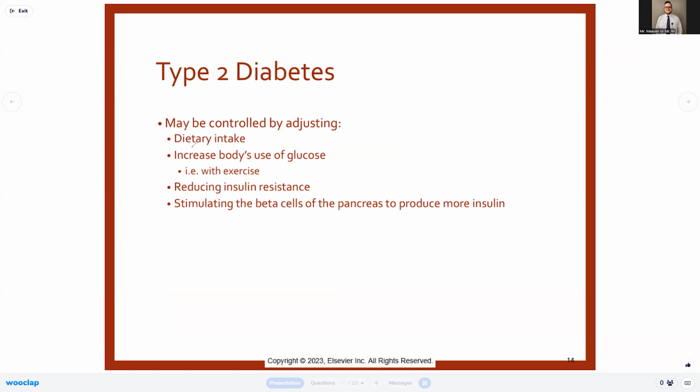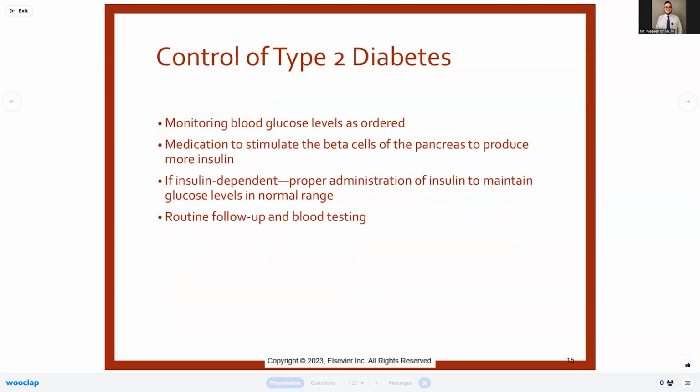So we can mess around with dietary intake, change body fat, and reduce insulin resistance with oral medications. We can stimulate the beta cells to produce more insulin. We can also give this patient insulin to help counteract if we need to. It just depends on the patient and the choices we need to make. And for control of type 2, it's about monitoring blood glucose and keeping it low.